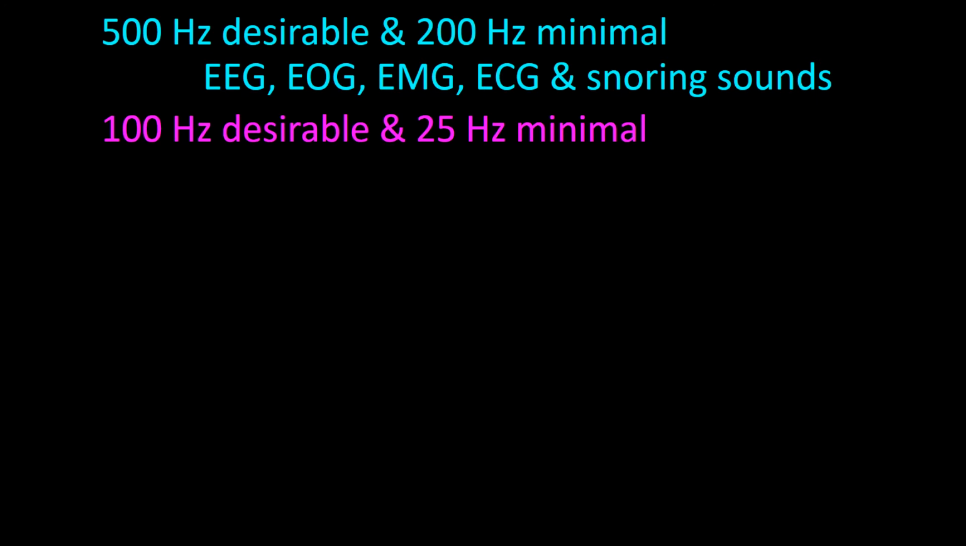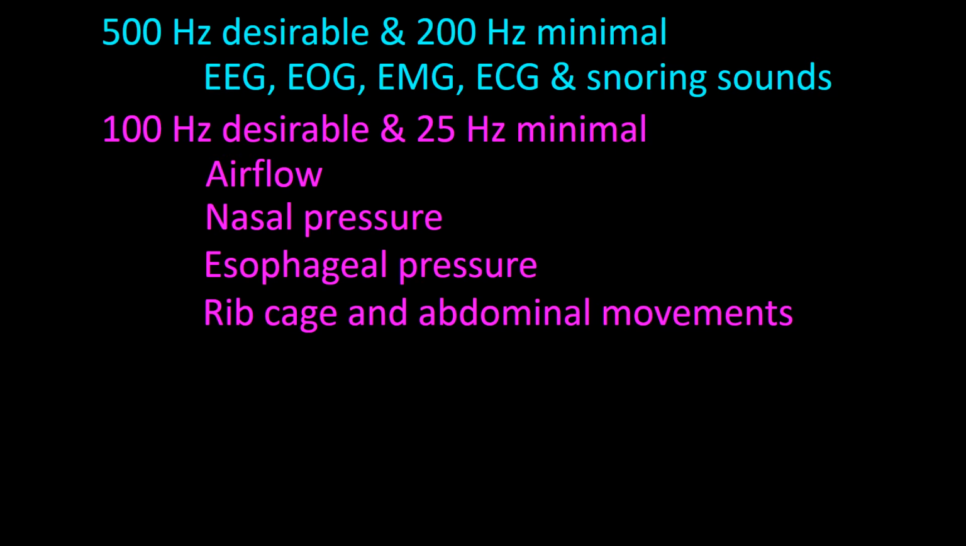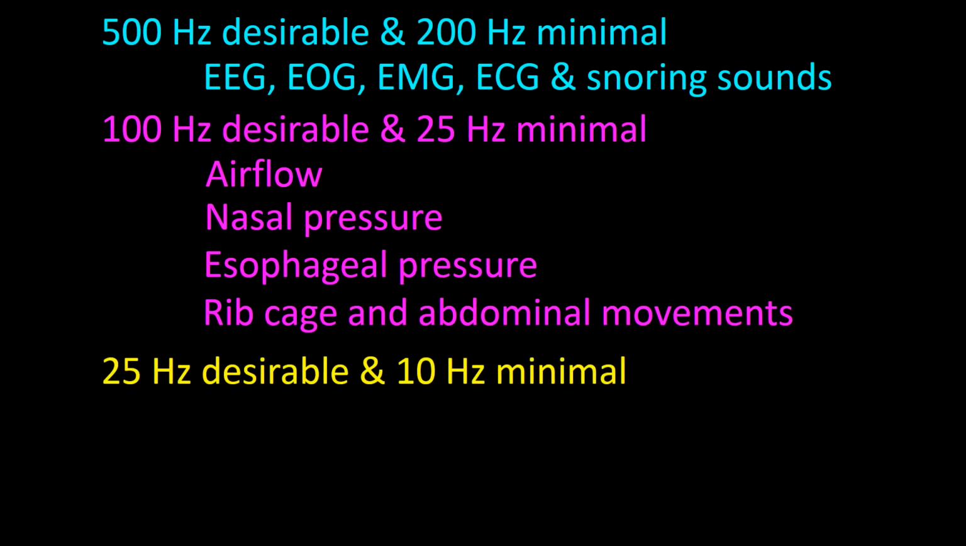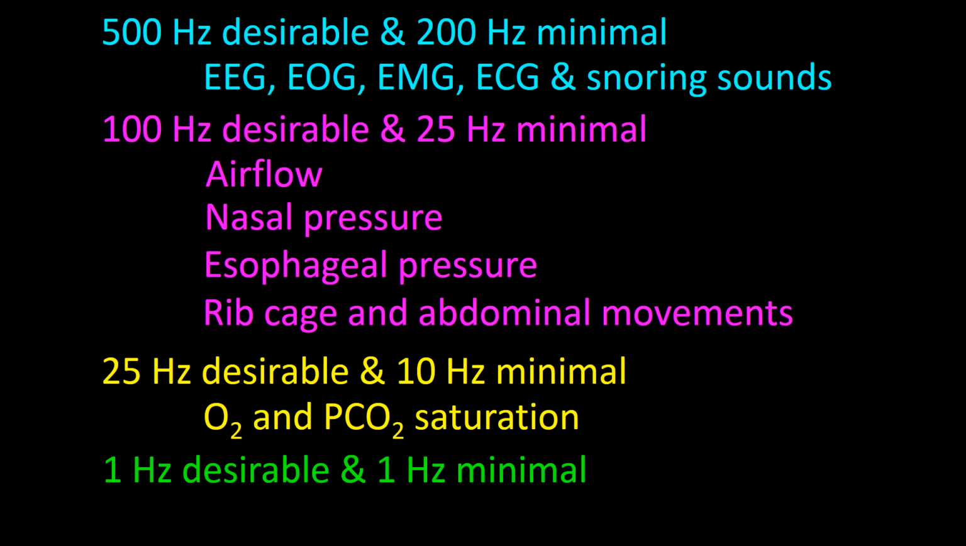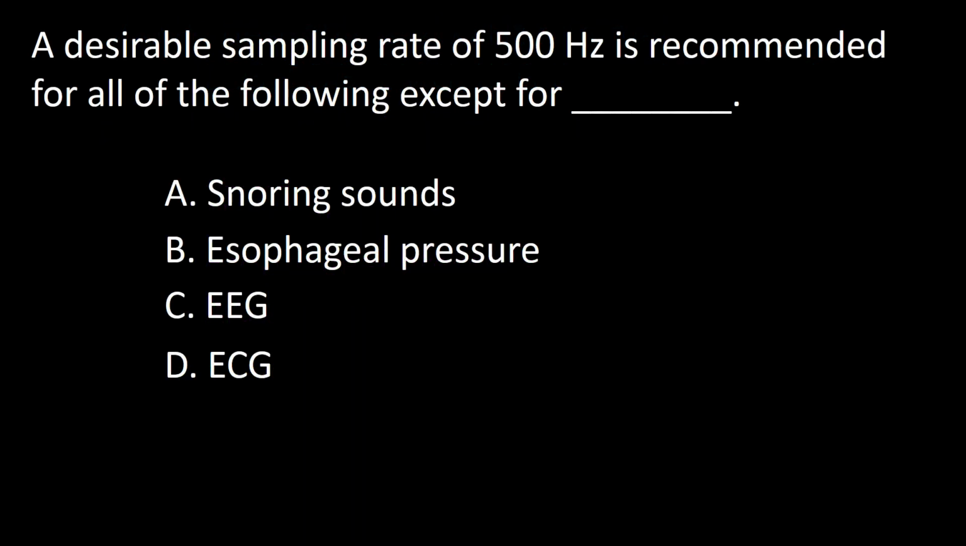A desirable sampling rate of 100 Hz and a minimum of 25 Hz is recommended for airflow, nasal pressure, esophageal pressure, rib cage and abdominal movements. A desirable sampling rate of 25 Hz with a minimum of 10 Hz is recommended for O2 and PCO2 saturation. A desirable sampling rate of 1 Hz, as well as a minimal sampling rate of 1 Hz, is recommended for body position. So the answer to this question is B.